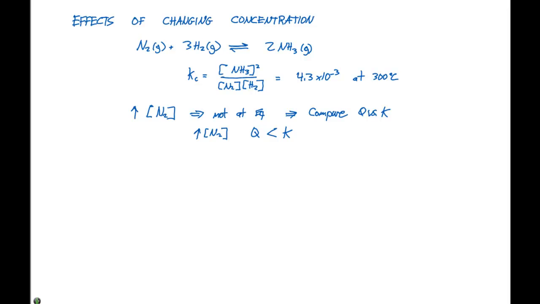If Q is less than K, remember that to reach equilibrium, a shift from reactants to products must occur. So we need to have this shift happening to alleviate the stress that's been imposed on this particular equilibrium expression. If we increase the concentration of N2, the shift is going to happen from reactants to products, or our shift is going to be to the right.